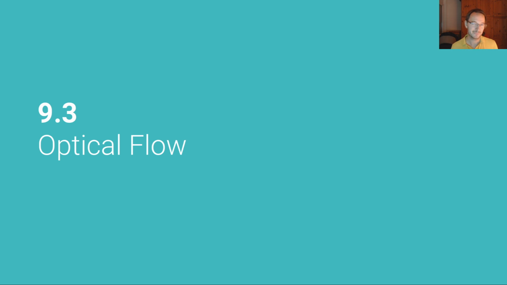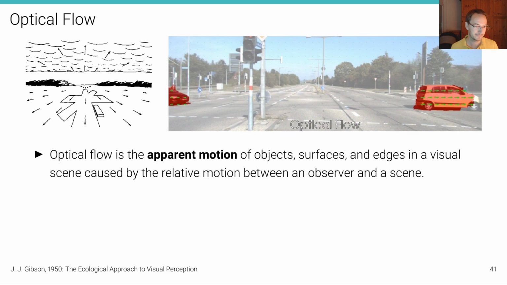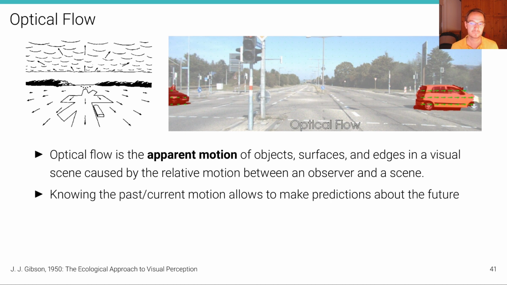Let's now move from 3D reconstruction to motion estimation. And let's start with motion estimation in the 2D image domain, which we call optical flow. Optical flow is the apparent motion of objects, surfaces and edges in a visual scene caused by the relative motion between an observer and a scene. And it's useful because knowing the past or current motion allows us to make predictions about the future.